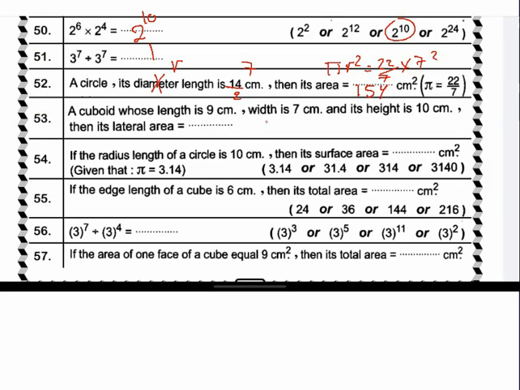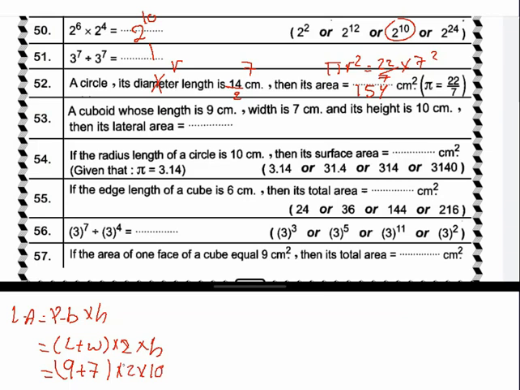Cuboid whose side length 9 with 7 height 10. Lateral area, again lateral area equals perimeter of the base times height. Please memorize all the rule of this lesson. Perimeter of the base, length plus width times 2 times height. Length equals 9 plus 7 times 2 times 10. 16 times 2, 32 times 10 equals 320, or using your calculator, it will be 320 centimeters squared.